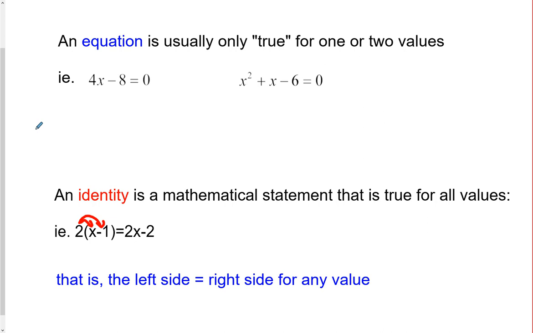You could put 1 in for x. You could put 5 in for x. You could put 20 in for x. You could put 1,000,000 in for x. You could put negative 265.3 in for x. It doesn't matter what you put in for x. It's always true. The left side and the right side are always going to be equal to one another. So this we call an identity.